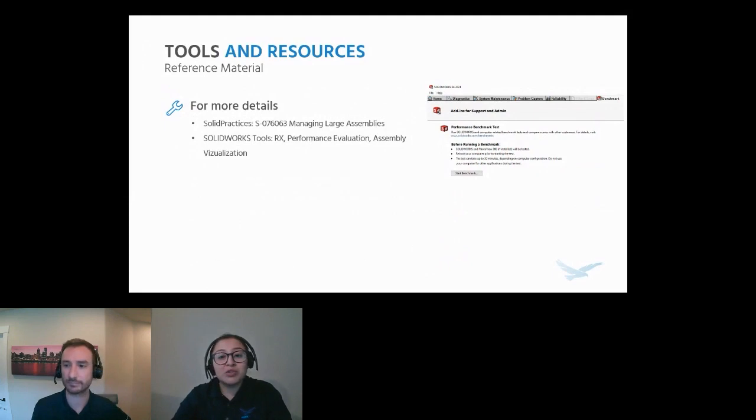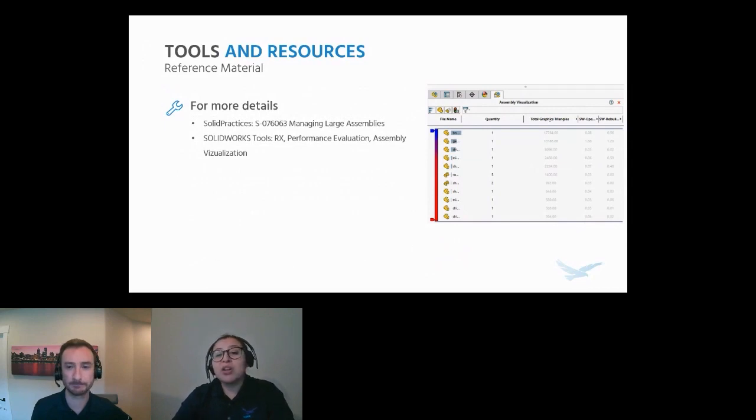We also have some additional tools available. I know Alex talked a little bit about the RX and the benchmark, so I'll come back to that. We do have the performance evaluation and assembly visualization. First off, the assembly visualization tool: if you're ever working with large assemblies and you want to see what components are affecting your large assembly performance, you can go into the assembly visualization tool and it has information about the open time or the rebuild, how long maybe one component is taking to rebuild, which could be affecting the whole performance of the assembly. And you can even sort by the columns that you see there.